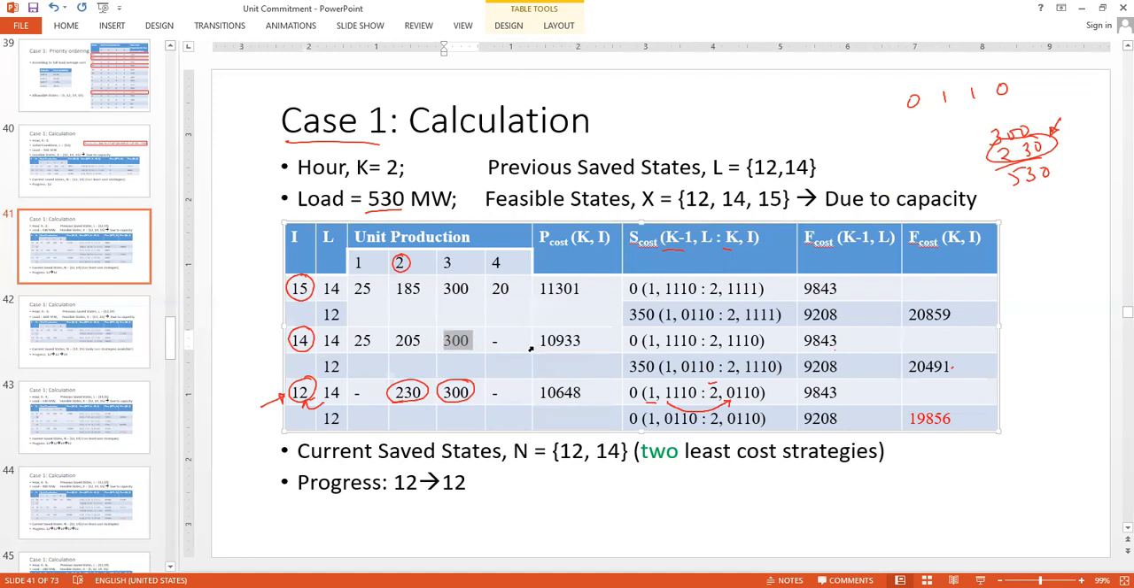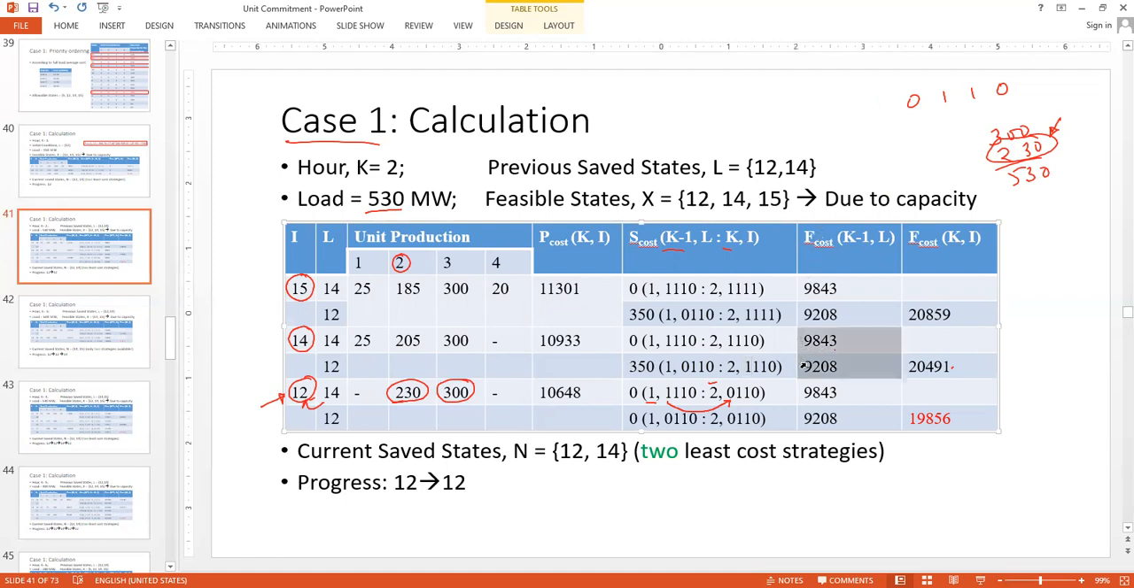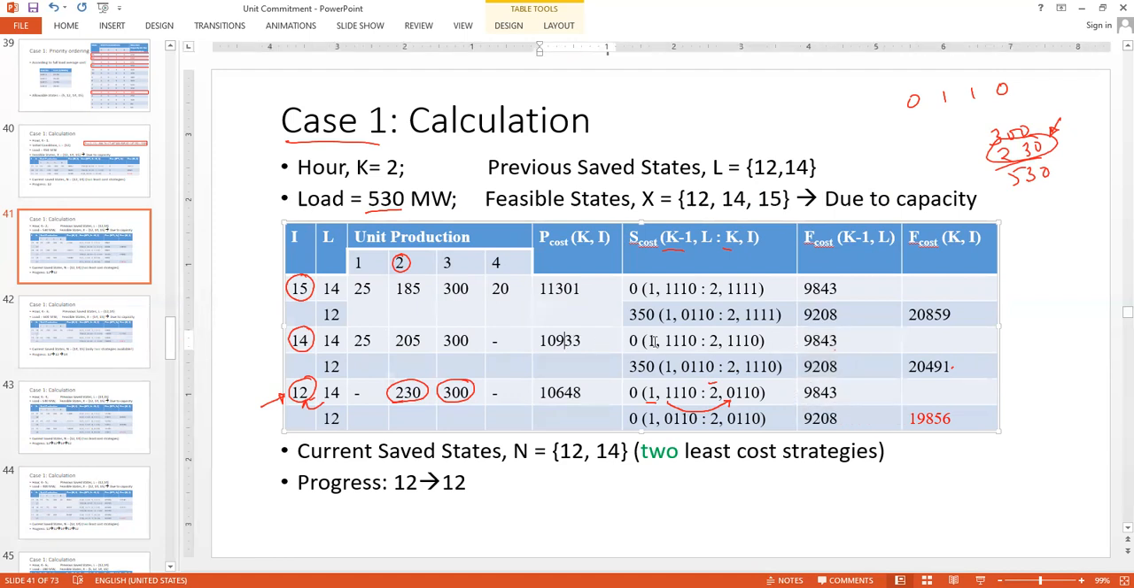Calculate the production cost. For the transition from 14 to 14, there should not be any transition cost. From 12 to 14, there should be some transition cost, since this bit will be updated for unit number 1. So the unit 1 startup cost has to be included, that is 350. The F cost is taken from the previous slide, already stored, so you simply copy and paste them like this.